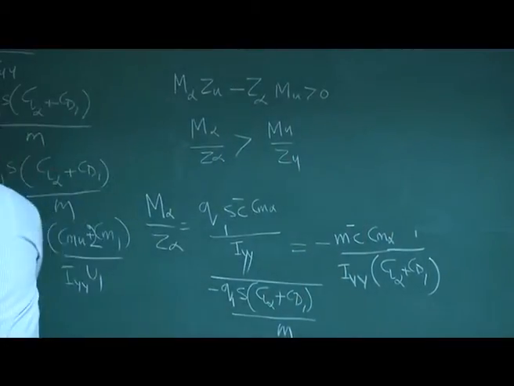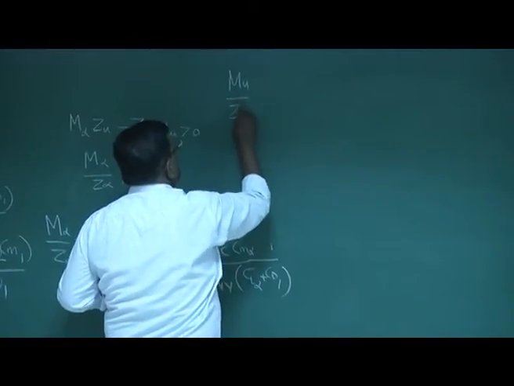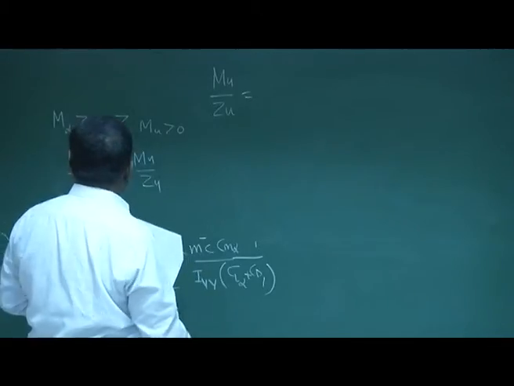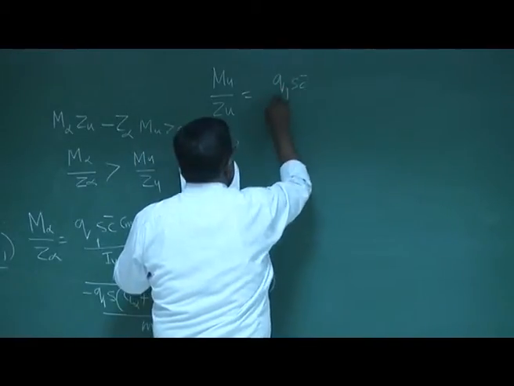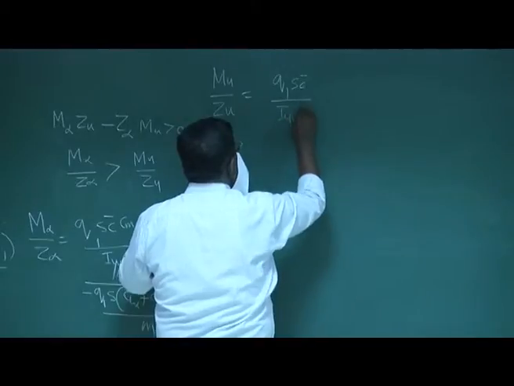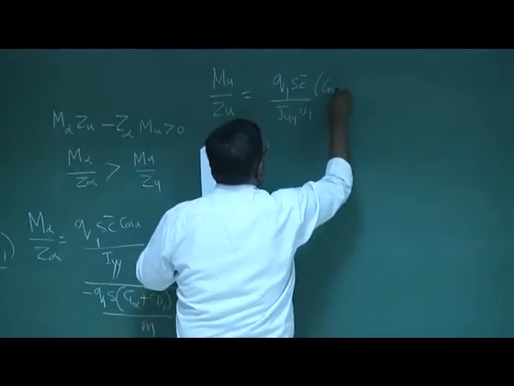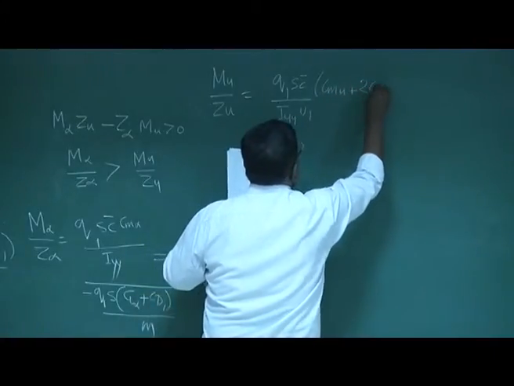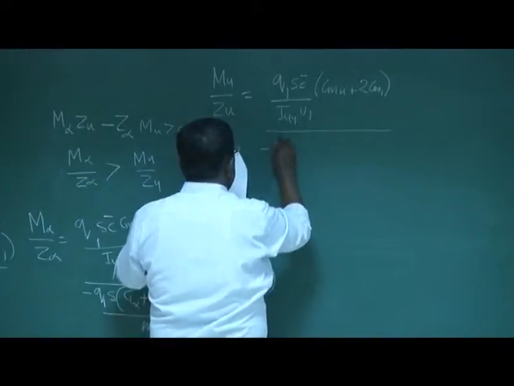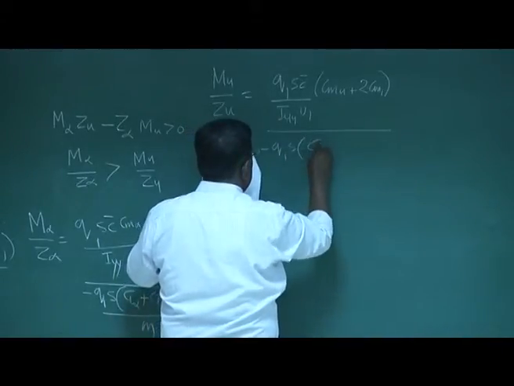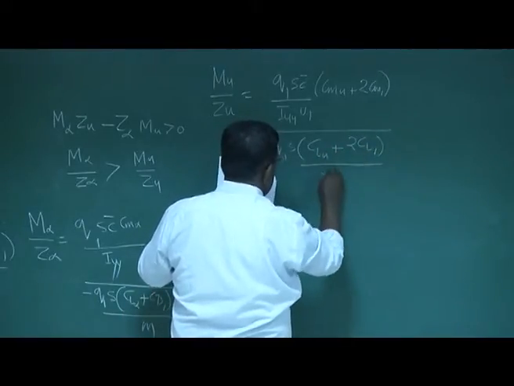Second term is Mu by Zu. When I am doing Mu by Zu, I know the expression of Mu, so I put q1 S c bar by Iyy u1 into Cmu plus 2 Cm1, divided by minus q1 S CLu plus 2 CL1 by m u1.